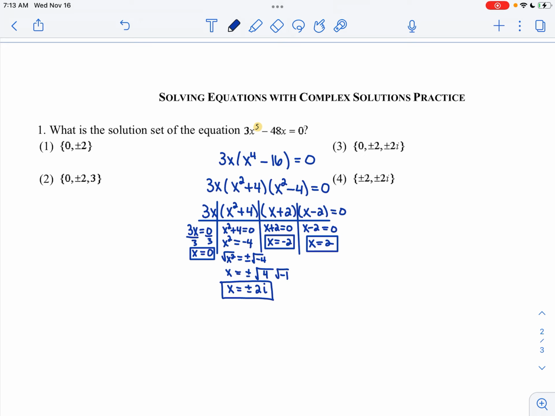Okay, so what I would like you to now do is try numbers 2 and 3 in the practice, and the answer key is posted on Canvas that you can check in with while you work.